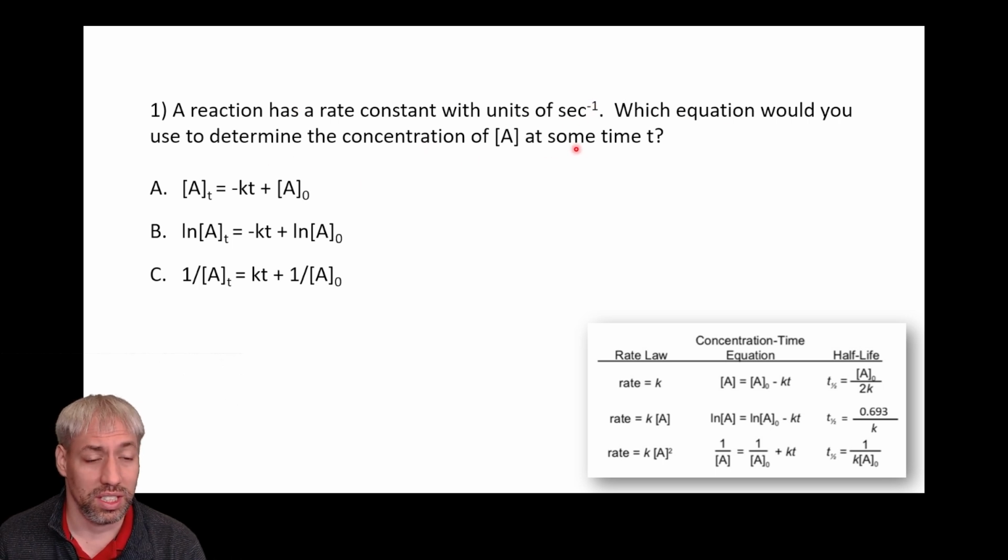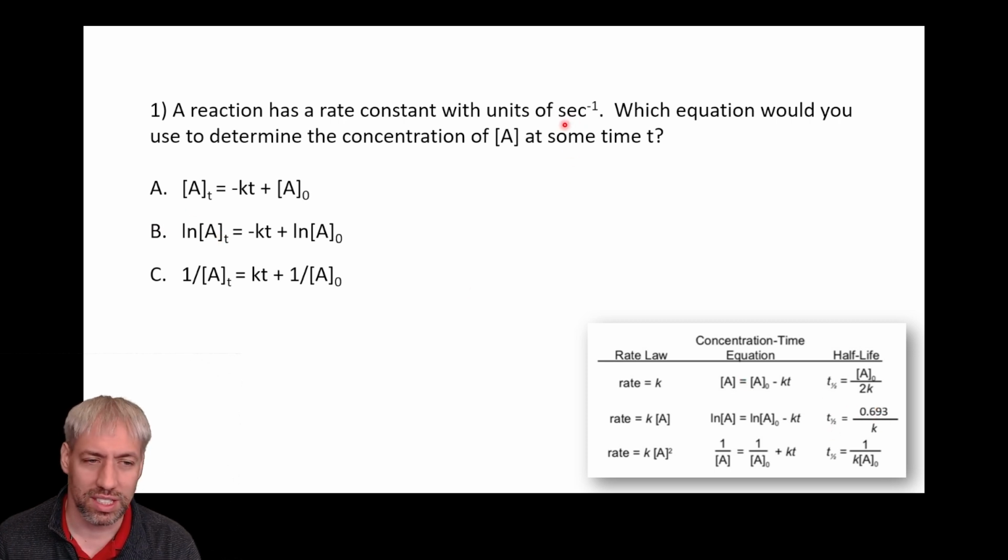Which equation would you use to determine the concentration of A at some time t? And so you want to know which concentration time equation you can use here. It doesn't tell us it's first order, second order, or zero order, at least not directly. And so this harkens back to what we learned in section 12.3. If K has units of per second, there is only one rate law that it can be, and the answer is this one. And so if this is per second and this is molarity per second, which means the concentration time equation that we would use is this one right here. The answer is B. Likewise, the half-life equation we would use.